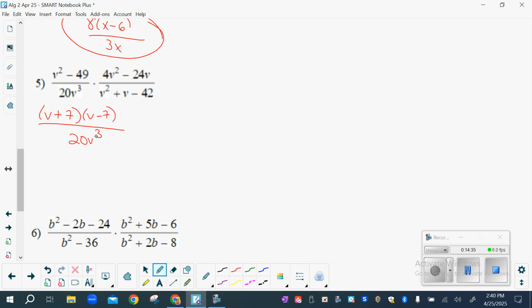And then what about the 4b squared minus 24b? How does that factor? 4b, and so what do we put right here? Because 4b times b minus 6. Good. And then in the denominator, how does that factor? And again, if you can do this in your head rather than writing it out, that's great because it'll save you some space. We've got a lot of writing on these. So 7 and negative 6. So b plus 7, b minus 6.